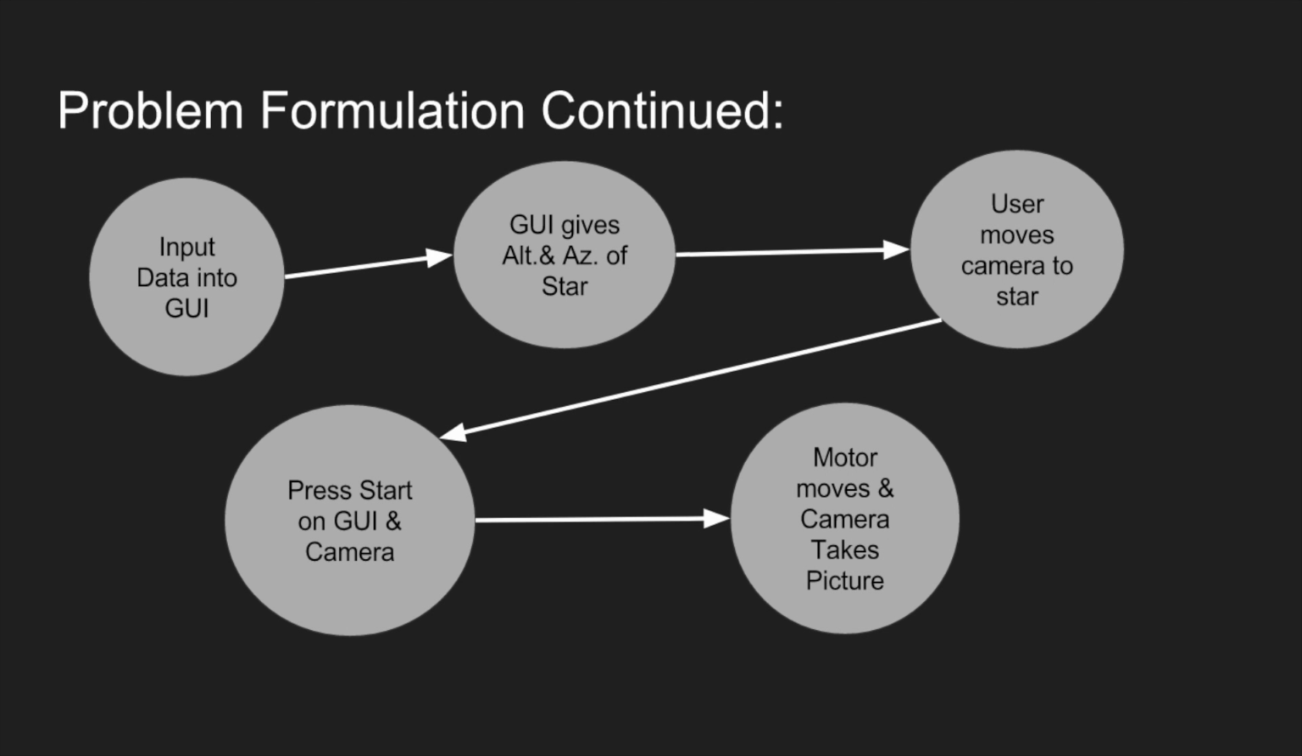To use our project, the user would first input their latitude and longitude, the date and time, and the star that they wanted to photograph. The GUI uses this information to give the user the location of the star in the sky. Then the user manually moves their camera so that it is pointed at that star. They then begin the long exposure shot on the camera and press start on the GUI. The motor will move so that the build tracks the star as it moves through the sky and as the camera takes a picture of the star.